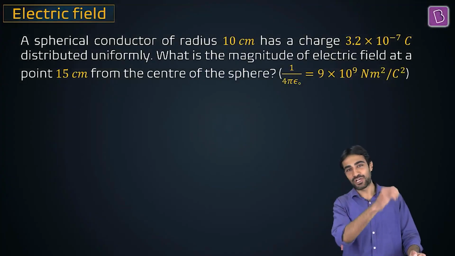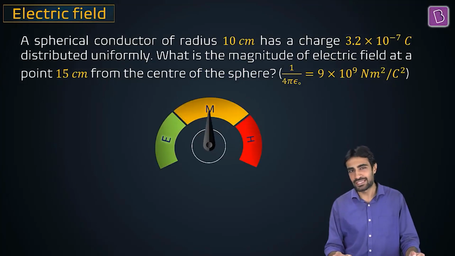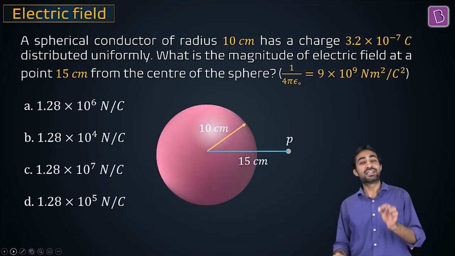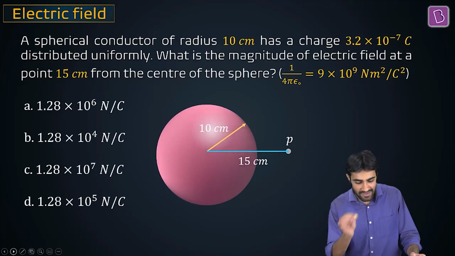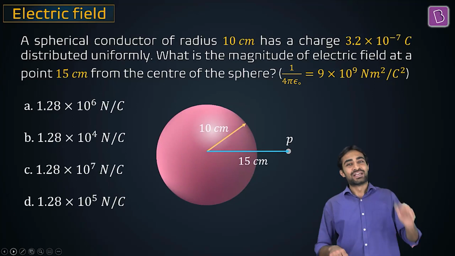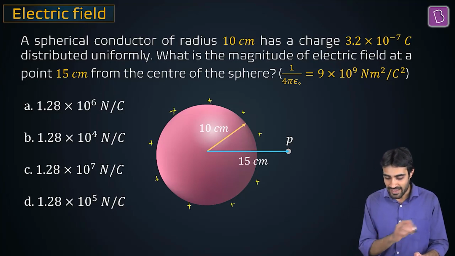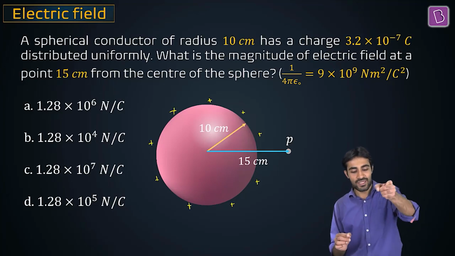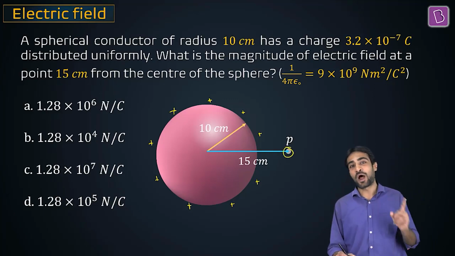Here we have a nice question on electric field. The question is a medium level question. This is a formula based question. So the question says a spherical conductor of radius 10 centimeter has a charge 3.2 into 10 raised to power minus 7 coulomb distributed uniformly. So some charge is distributed uniformly on this round surface of the sphere. Okay. And then the question says, what is the magnitude of electric field at a point 15 centimeter from the center of the sphere?